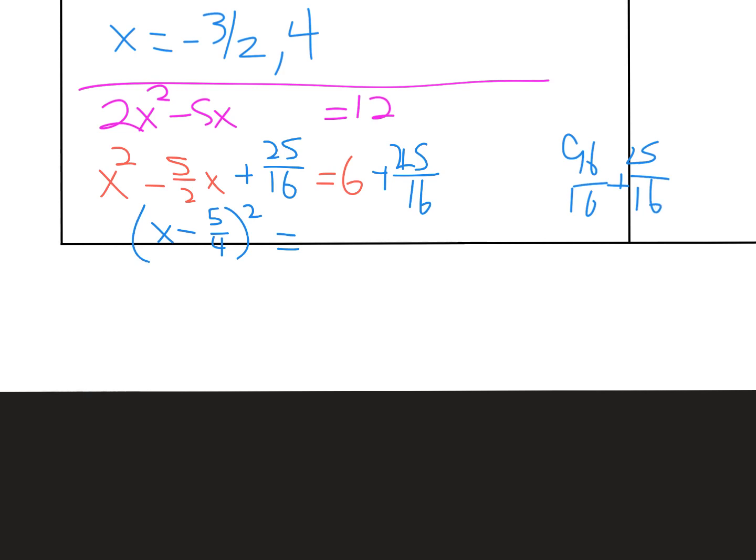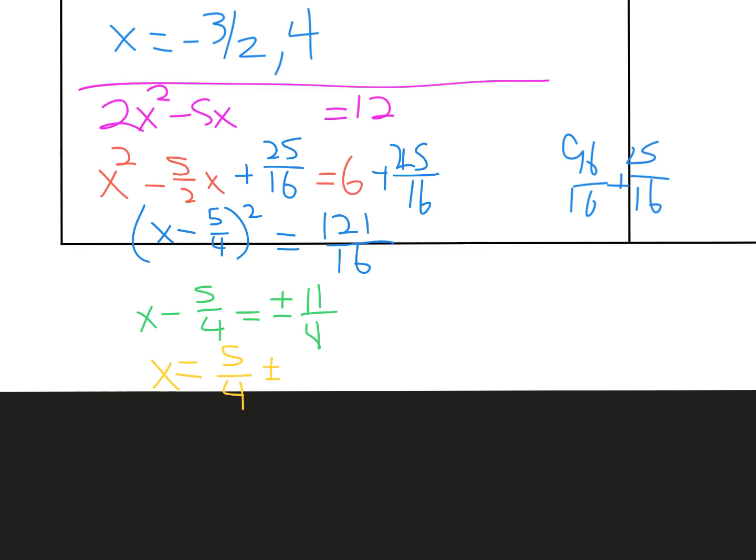96 and 25 is 121/16. Take the square root of both sides. You'll have x minus 5/4 equals plus or minus the square root of 121, which is 11, over the square root of 16, which is 4. Don't forget your plus or minus. Add 5/4 to both sides.